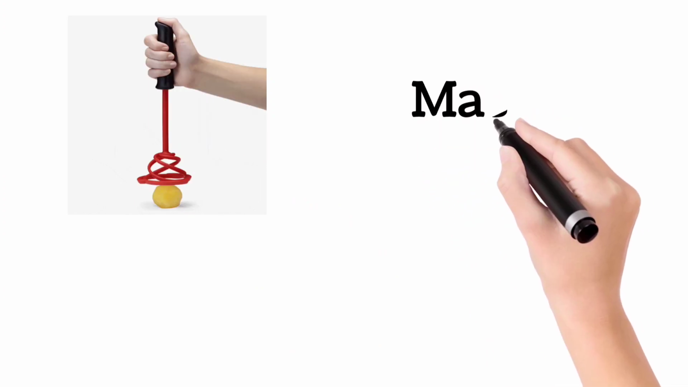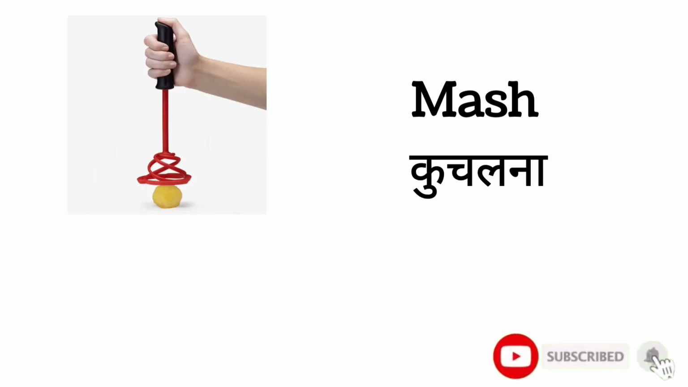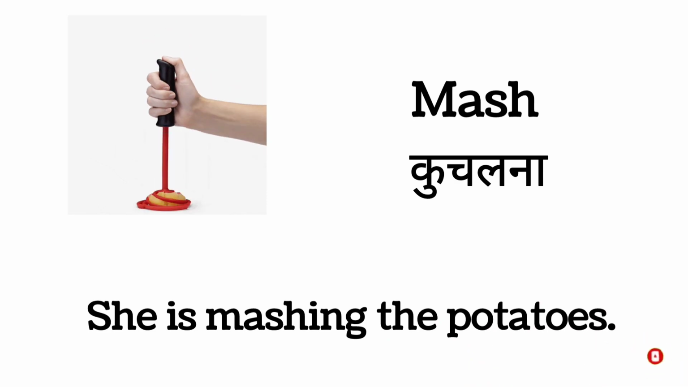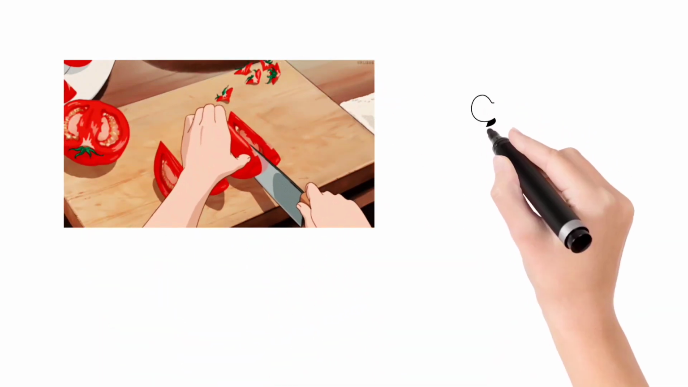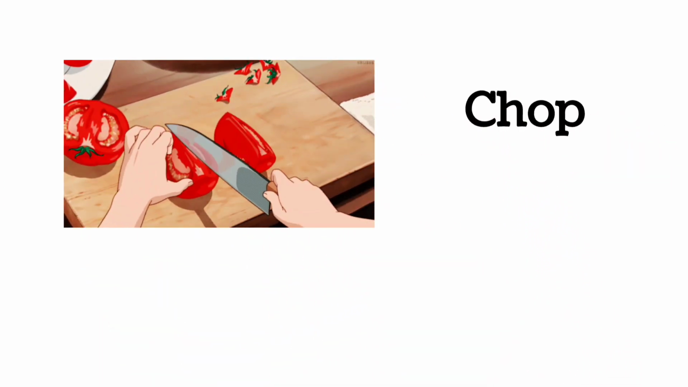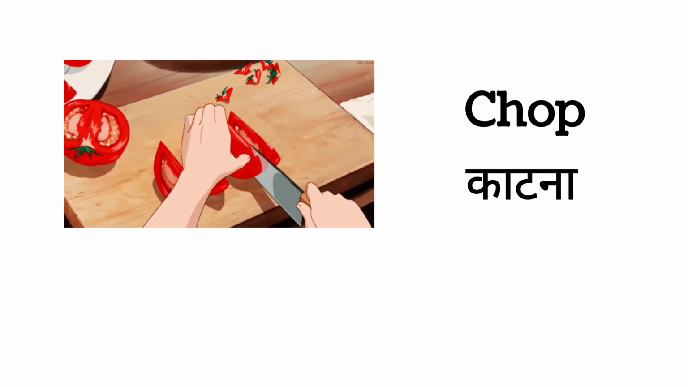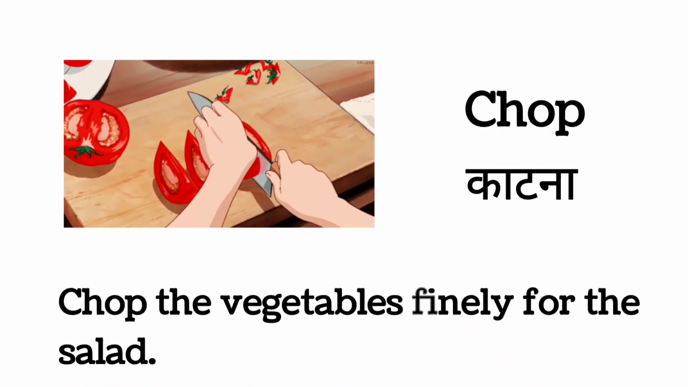Mash. मतलब कुचलना. She is mashing the potatoes. Chop. मतलब काटना. Chop the vegetables finely for the salad.